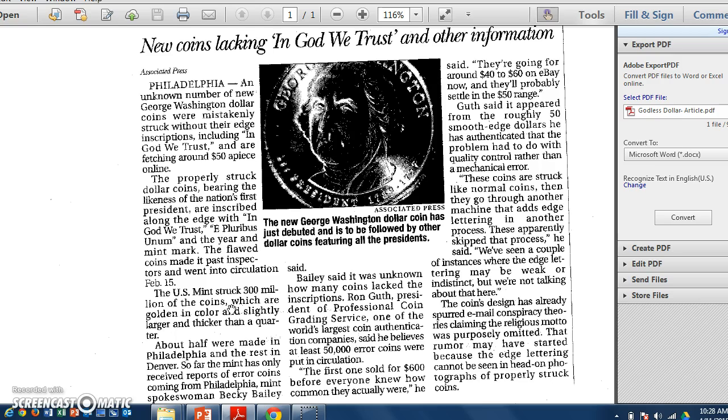Guth said it appeared from the roughly 50 smooth-edged dollars he has authenticated that the problem had to do with quality control rather than mechanical error. These coins are struck like normal coins. Then they go through another machine that adds edge lettering in another process. These apparently skip that process, he said. We've seen a couple of instances where the edge lettering may be weak or indistinct, but we're not talking about that here. The coin's design has already spurred email conspiracy theories claiming the religious motto was purposely omitted. That rumor may have started because the edge lettering cannot be seen on head-on photographs of properly struck coins.